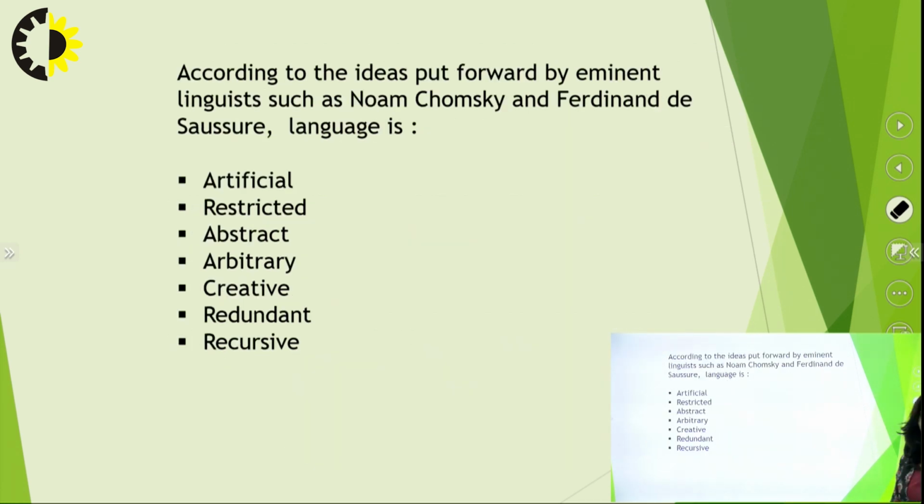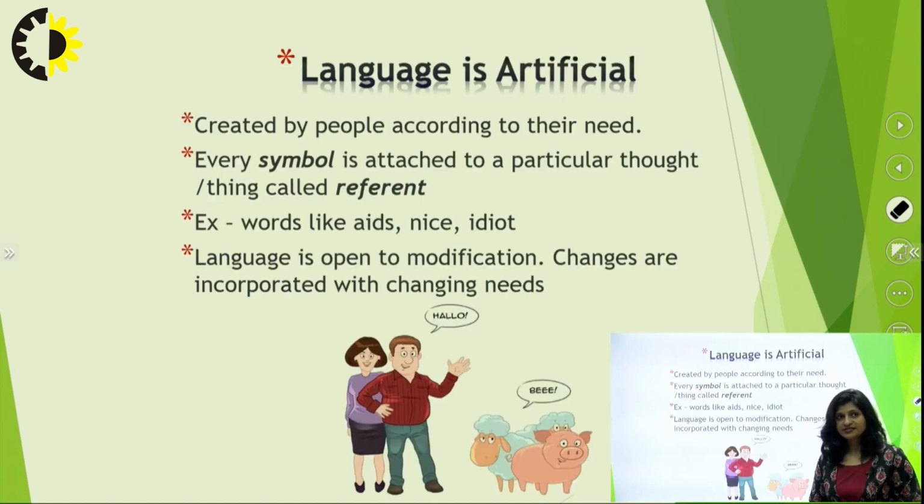According to the ideas put forward by eminent linguists such as Noam Chomsky and Ferdinand de Saussure, language is artificial, restricted, abstract, arbitrary, creative, redundant and recursive. So these are important characteristics of a language, and I'm going to explain all of them one by one. Let's understand the first one, that language is artificial.